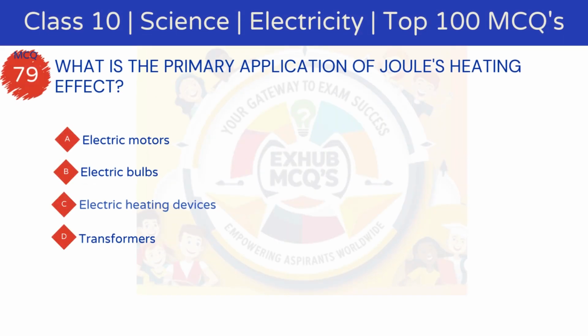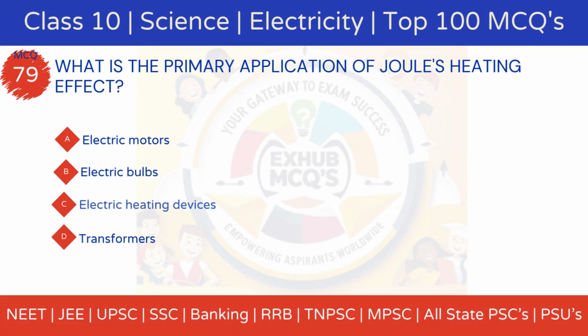MCQ 79. What is the primary application of Joule's heating effect? Option A, electric motors. Option B, electric bulbs. Option C, electric heating devices. Option D, transformers.